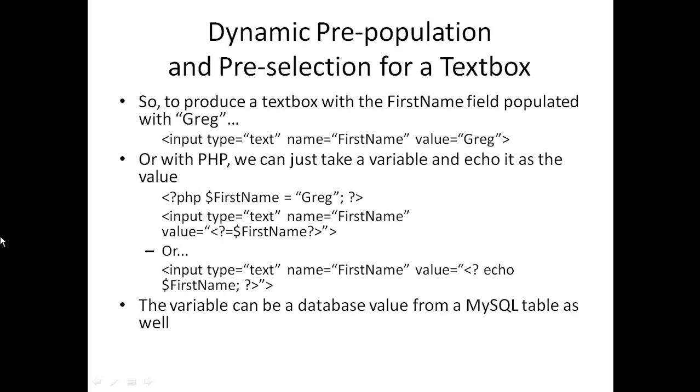So for example, we could iterate through a table, or we can query the first name of a certain user and then provide that value to the first name variable and then pre-populate the text box with that first name.